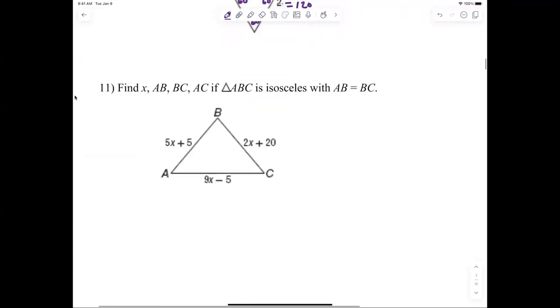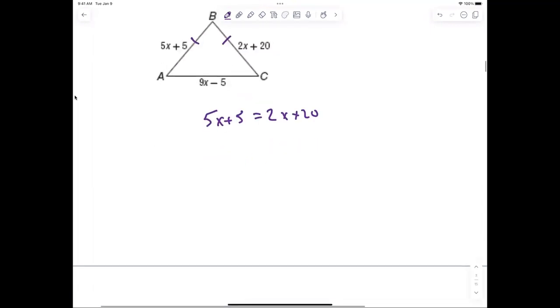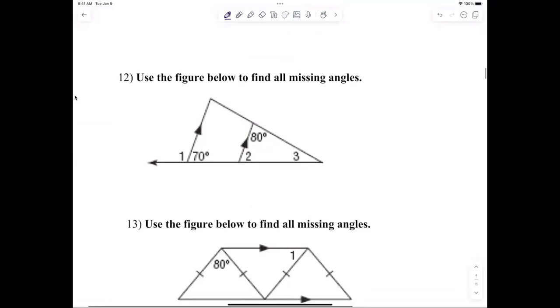All right, here we go. Now it's saying that AB is equal to BC, so I think we should mark that. So if AB is equal to BC, then 5x plus 5 equals 2x plus 1. And then solving that, we end up with 3x equals 15, x equals 5. Yeah, easy as that.